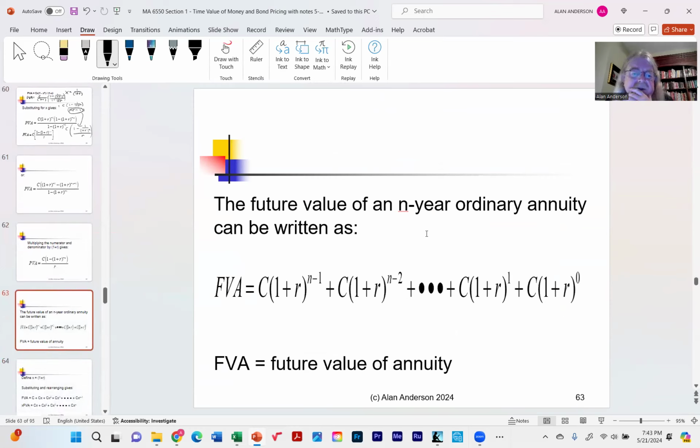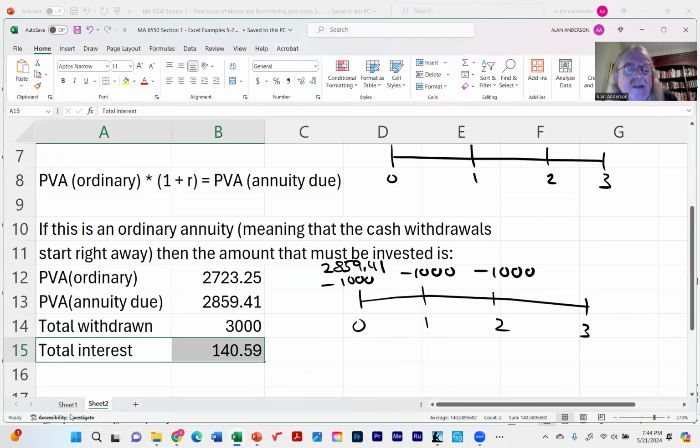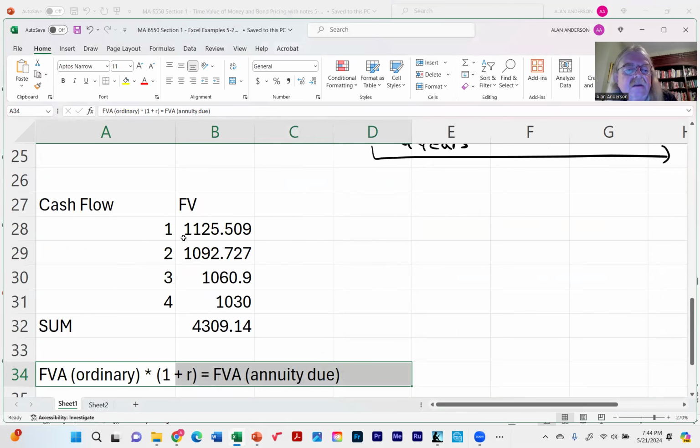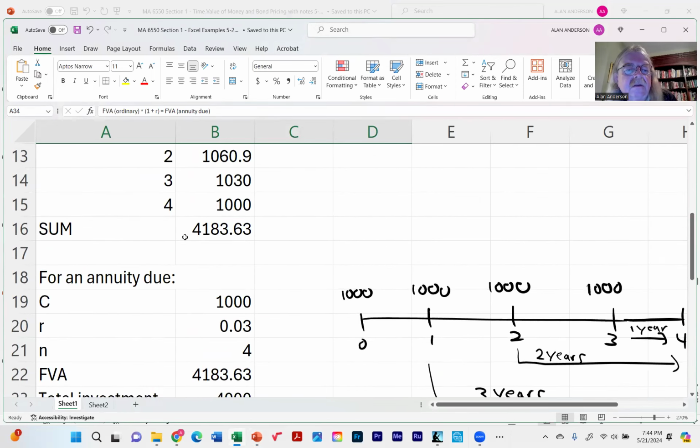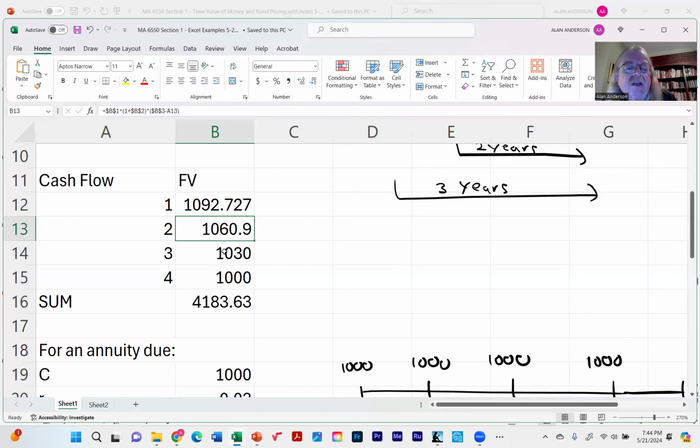Then if we do the future value, this is written in kind of an interesting way here because we know that there are n cash flows. The first one is being compounded n-1 periods. The second one n-2, all the way down to 0. In fact, that is exactly what we did here. Right. That's precisely what happened here.